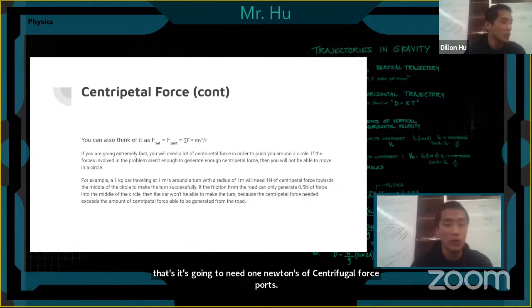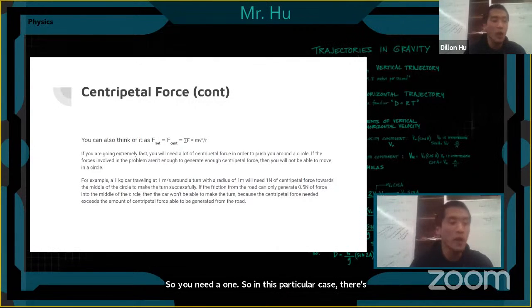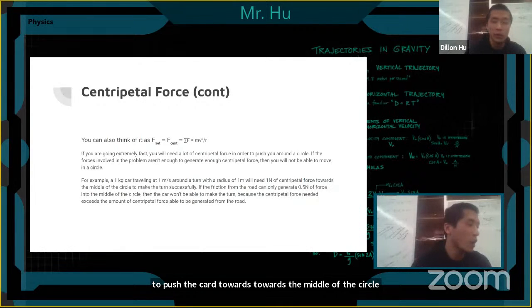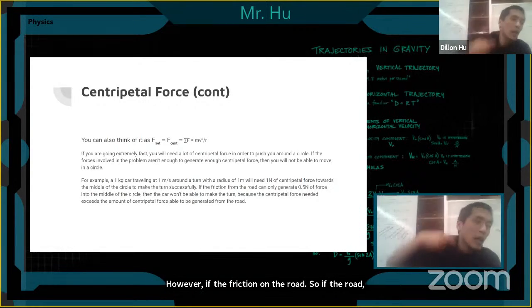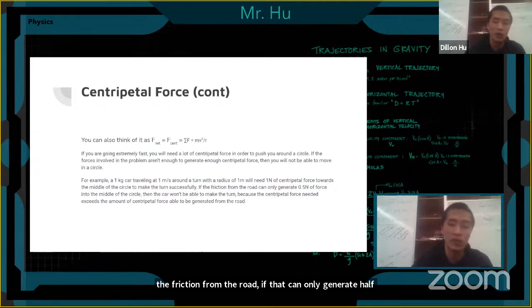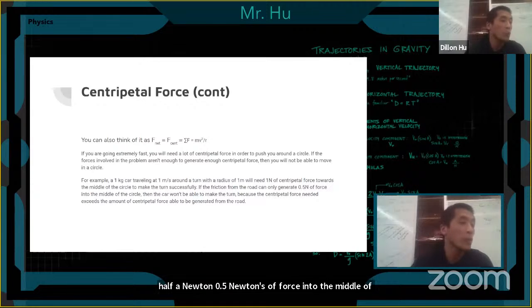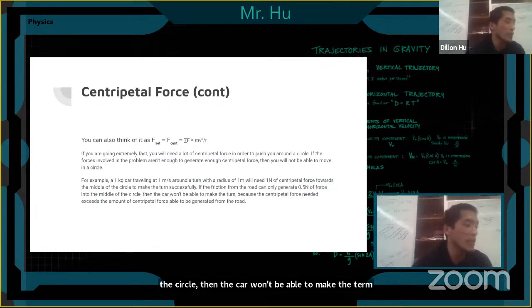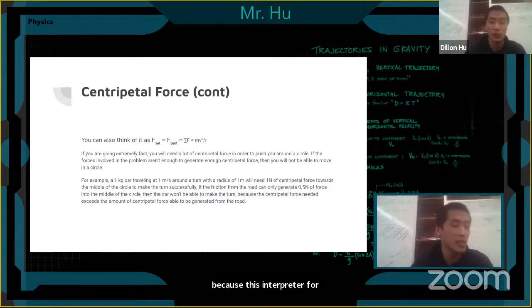So in this particular case, this 1 kilogram car needs 1 newton of centripetal force to push the car towards the middle of the circle. However, if the friction from the road can only generate half a newton, so 0.5 newtons of force into the middle of the circle, then the car won't be able to make the turn because the centripetal force you need exceeds the amount of centripetal force you're able to generate from the road. So either there has to be another force in the problem that allows you to produce enough centripetal force, or the car just won't be able to make the turn. In this particular case, the car won't be able to make the turn because there's no other force available.